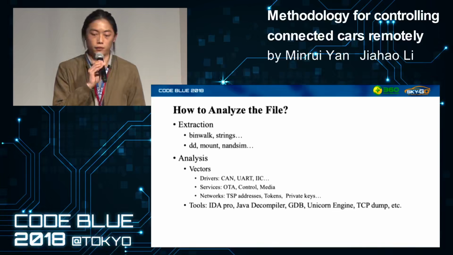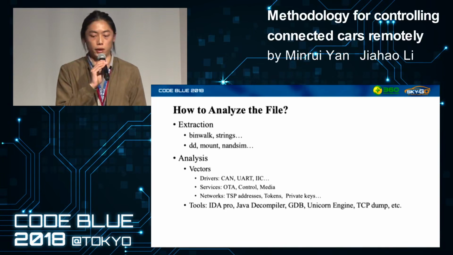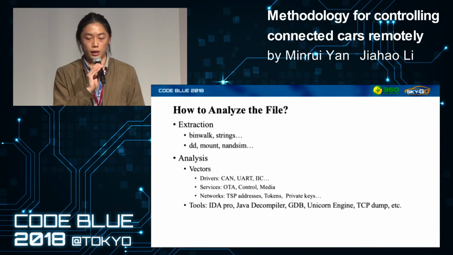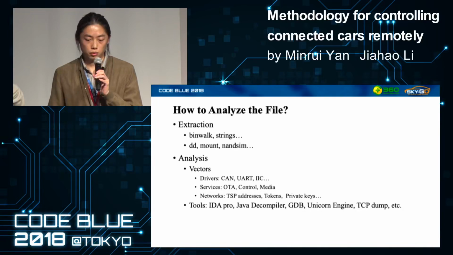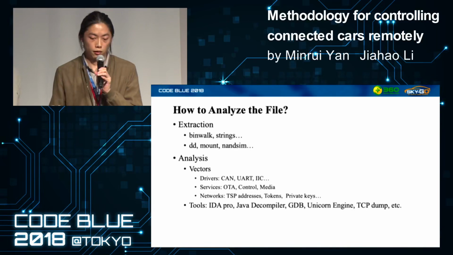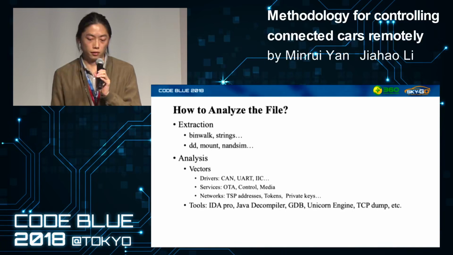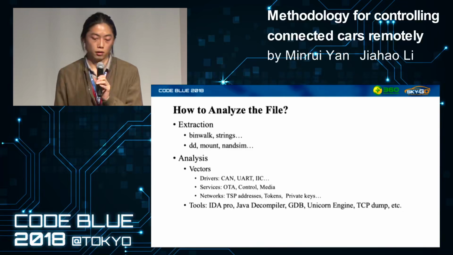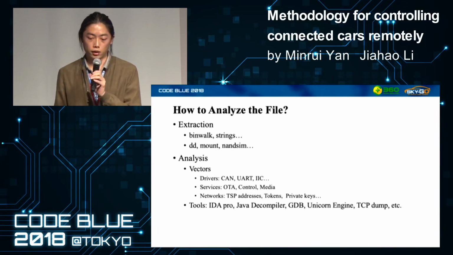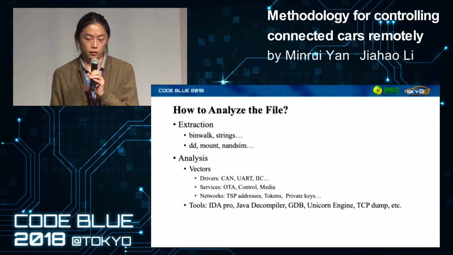There are also some differences between different firmware. It's too complicated to talk about. Let me just mention the common analyzing methods. You should extract the firmware first. If you don't know what the firmware is, use binwalk or strings. If you know the firmware contains partitions, you can use mount commands and the dd command, or a NAND simulator driver, to mount a UBI file system.